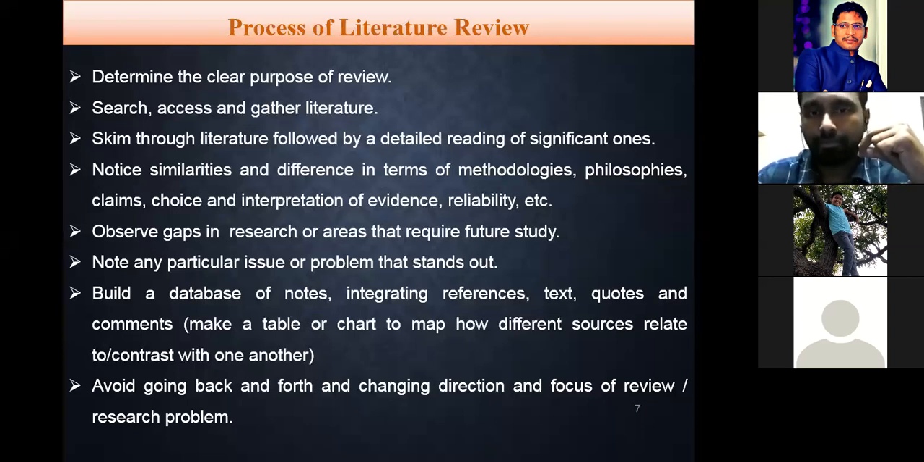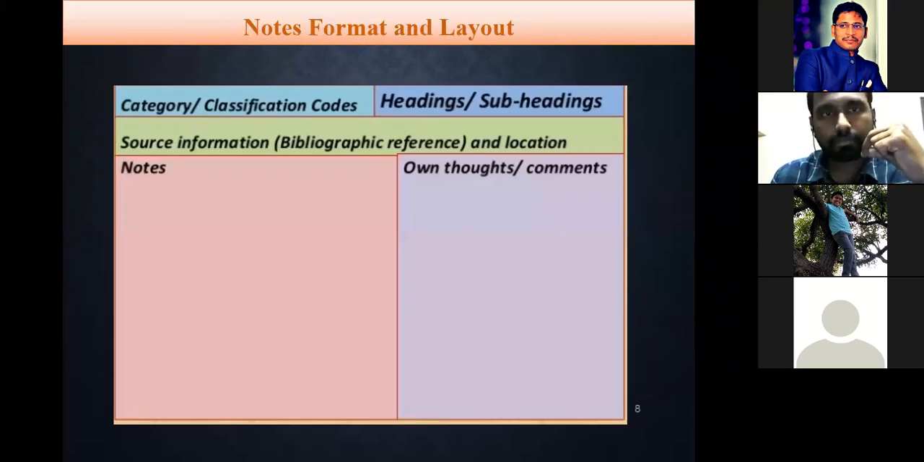Okay, so this is a notes format and layout. Here you can see categories and classifications. It is for our own understanding. You can categorize it as materials, process, or formulations, everything. And then you can give headings and subheadings, and then the source, like which journal, and from which location we have stored it.